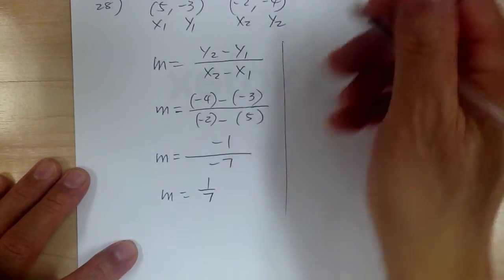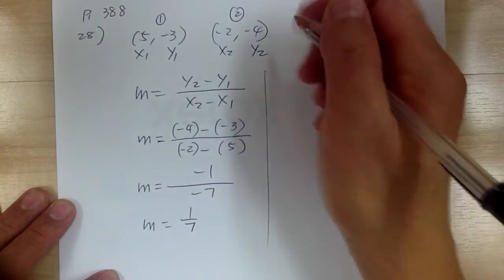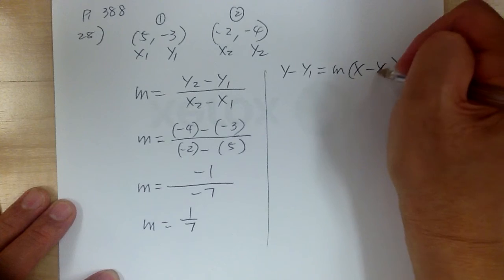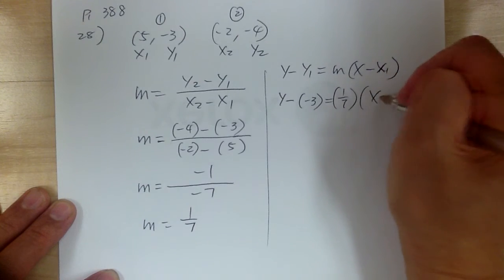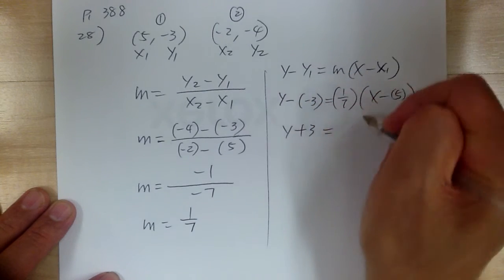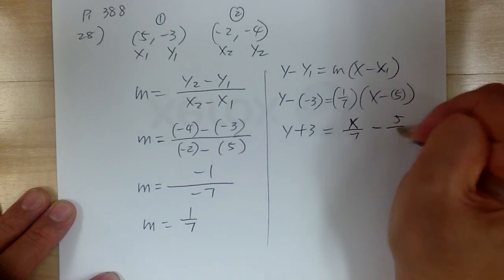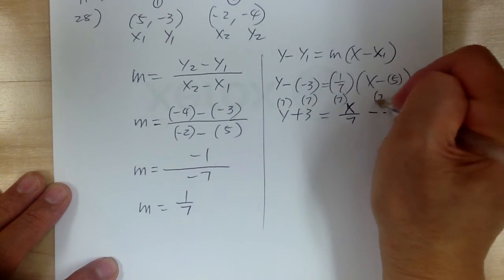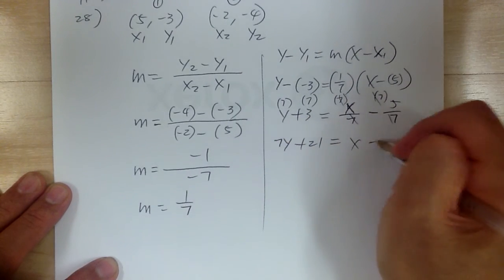Now you just go through the same process. You have a point and a slope, so you want to use the point slope form: y minus y1 equals m times x minus x1. Substitute: y minus negative 3 equals 1 over 7 times x minus 5. Get rid of parentheses and multiply out. So you get y plus 3 equals x over 7 minus 5 over 7. Next step, multiply everything by 7, the LCD, to get rid of the fraction. So you get 7y plus 21 equals x minus 5.